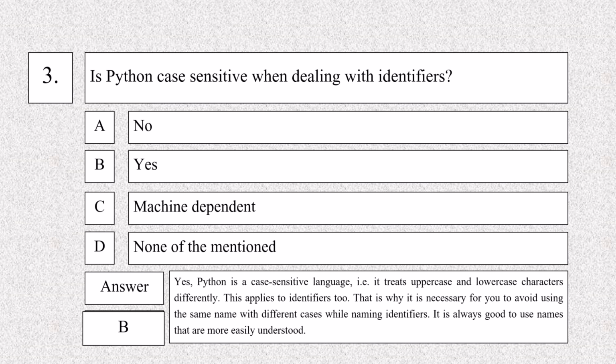Python is a case-sensitive language, that is, it treats uppercase and lowercase characters differently. This applies to identifiers too. That is why it is necessary for you to avoid using the same name with different case while naming identifiers. It is always good to use names that are more easily understood.